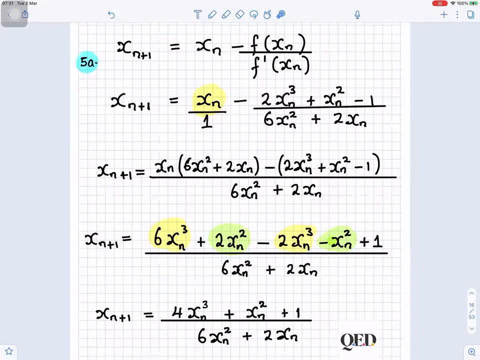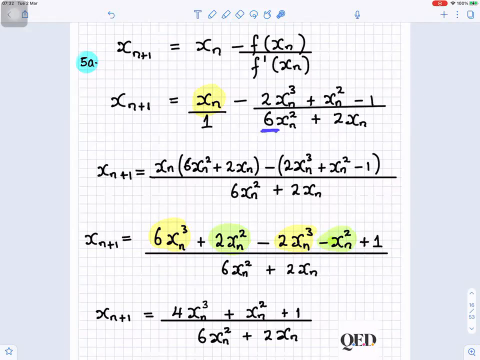So for question 5a, we were going to use this formula: x_{n+1} is equal to x_n minus f(x_n) over f'(x_n). So we have x_n, which we can write as x_n divided by 1. And then we would have f(x_n) is 2x_n cubed plus x_n squared minus 1, divided by 6.